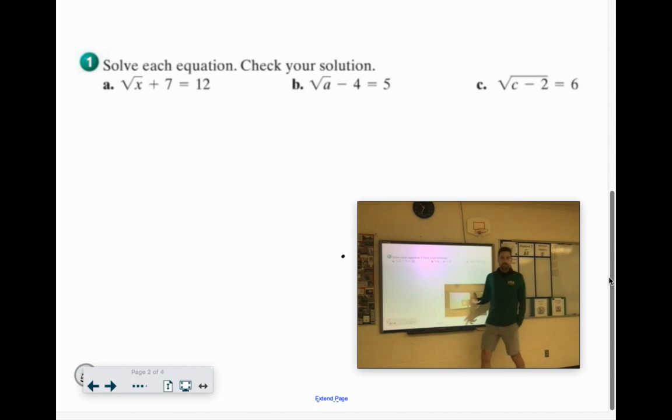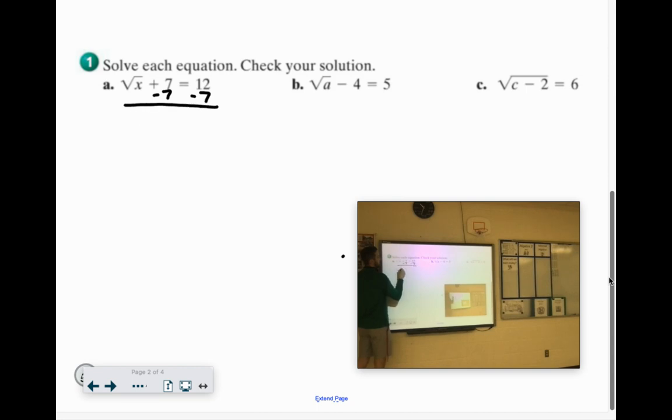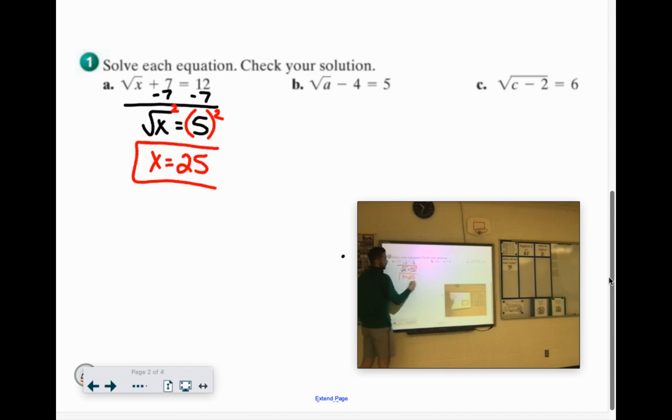All right, let's see if we can get these done in the same time too. Isolate the square root, so we'll subtract the 7. Square root of x equals 12 minus 7 is 5. Then we're going to square both sides to cancel out that square root, which gives us x equals 25. Cool, that wasn't too bad.